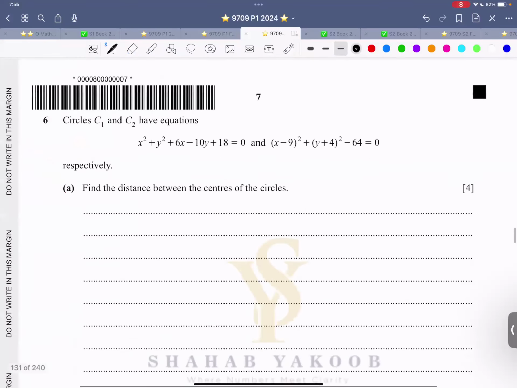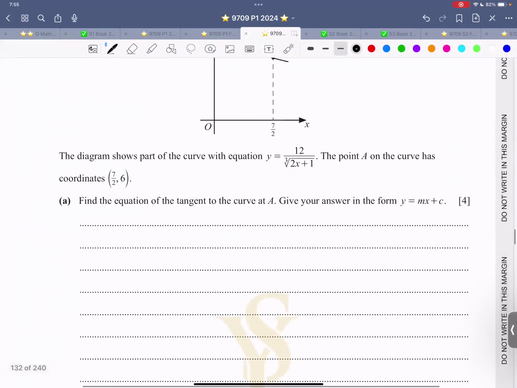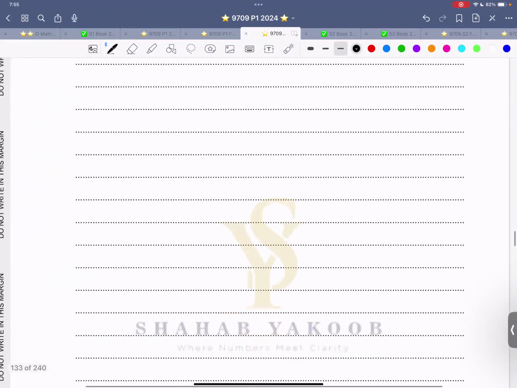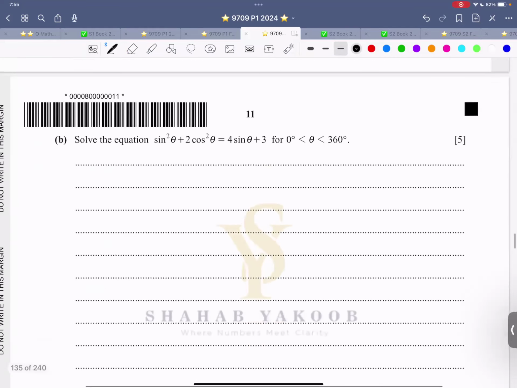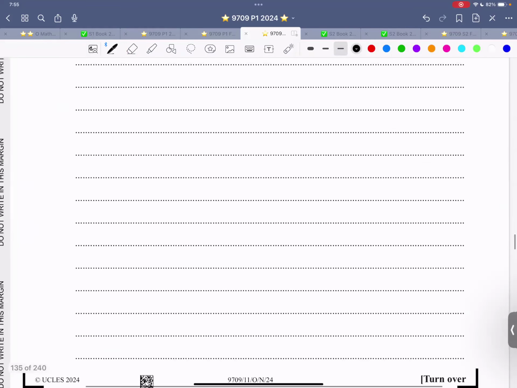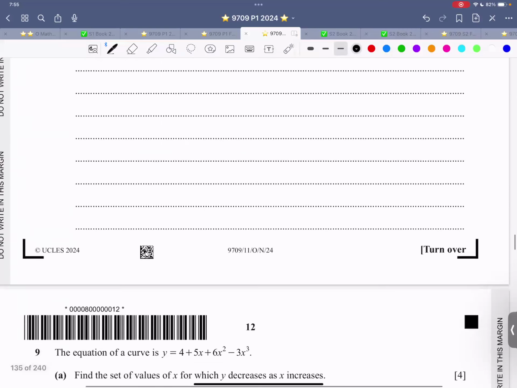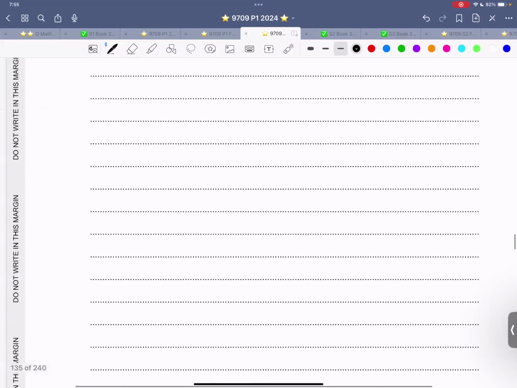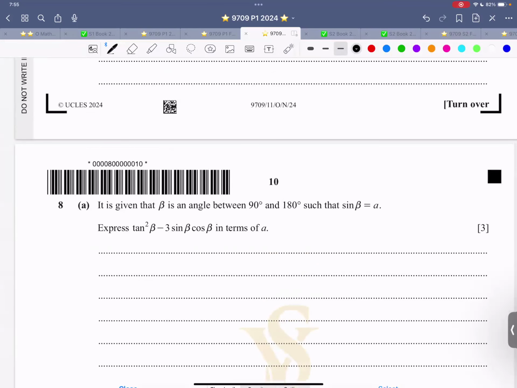Let's also spend some time on how many questions in stage 2. 4 and 3 is 7. 7 plus 4 is 11. 11 plus 4 is 15. 15 plus 3 is 18. 18 plus 5, that is 23. So let's keep this one for 23. So question number 6, 7, 8, 9, that is 23 marks.